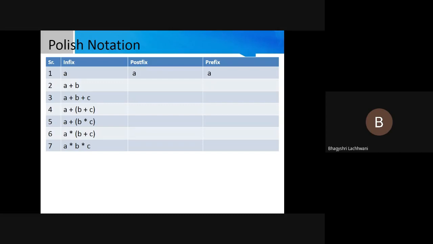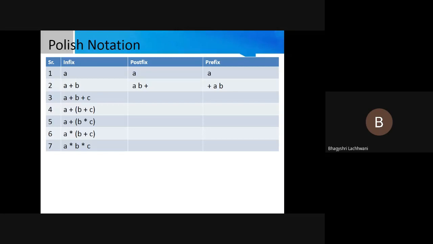Move on to the next. A plus B. What was the rule of postfix? First you have to put operand 1, then operand 2, and after that the operator. That means it will be AB plus. What is prefix? In prefix, first the operator will come, after that operand 1, after that operand 2. So it has the result plus AB.